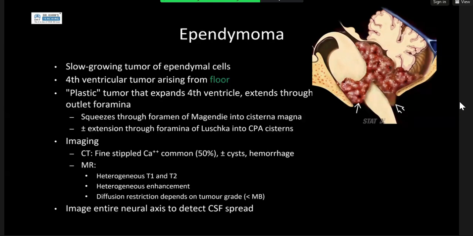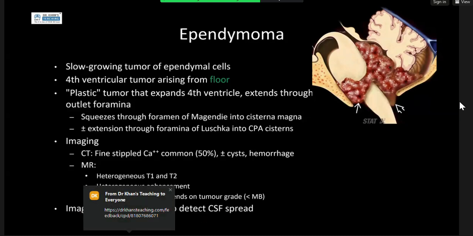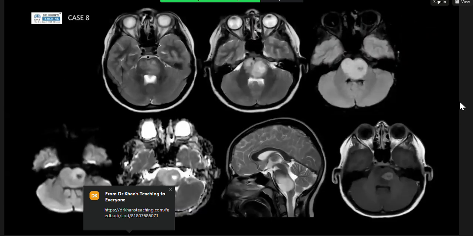You can sometimes get a bit of fine stippled calcification, which is better seen on CT, but we don't have that, so we've got MR. Restricted diffusion really depends on the grade of the tumor. Similar to medulloblastoma, there are also 3 different subtypes, but we're not going to go into that here, because the subtypes are more often talked about in medulloblastoma than in ependymoma. And as with medulloblastoma, you need to image the whole neuroaxis to rule out any metastases. Okay, next case.